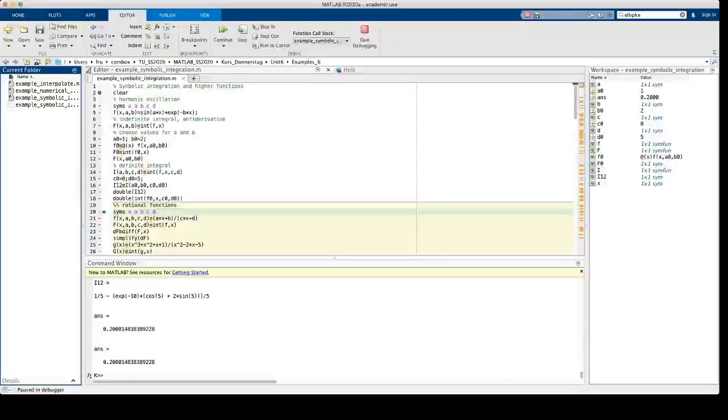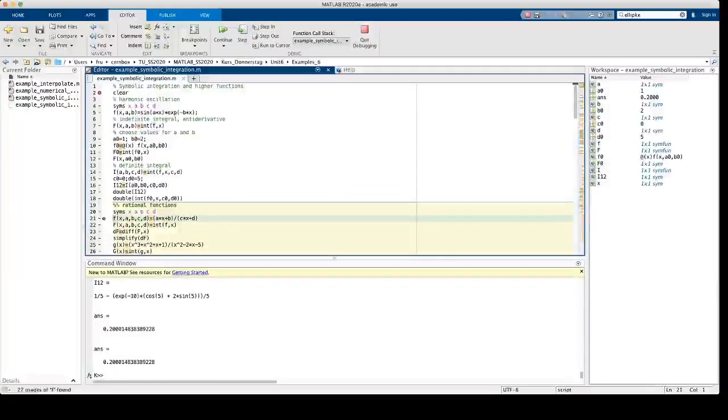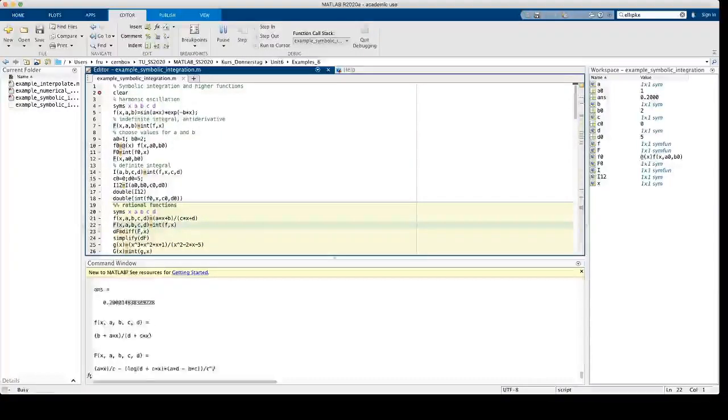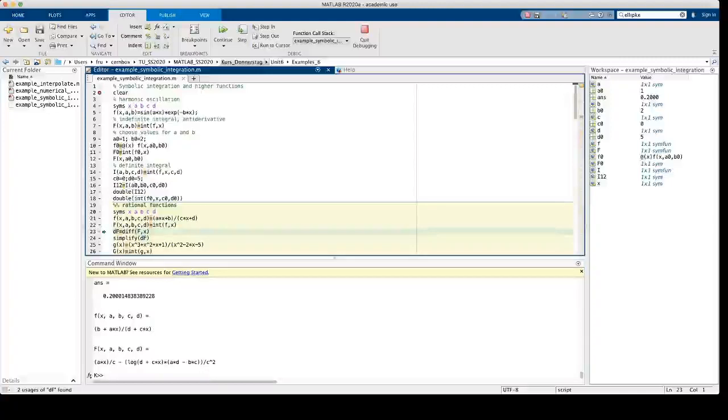In the second section I show some examples of rational functions. You probably know that antiderivatives or indefinite integrals of rational functions can always be expressed in terms of elementary functions. So my first example is a general rational function a times x plus b over c times x plus d, where a, b, c, d are arbitrary symbolic constants. So this is the definition of the function small f, and its indefinite integral capital F also depends on x and those four constants, and it has the form as you see in the command window.